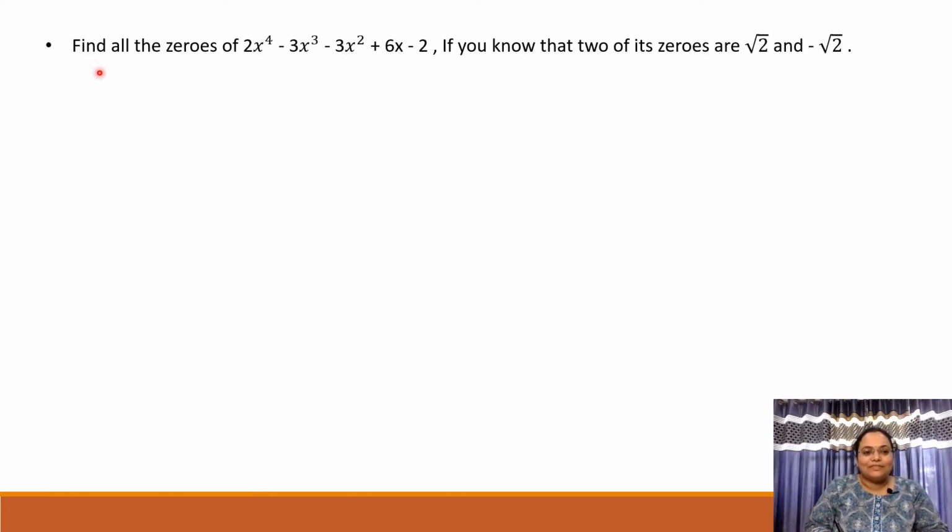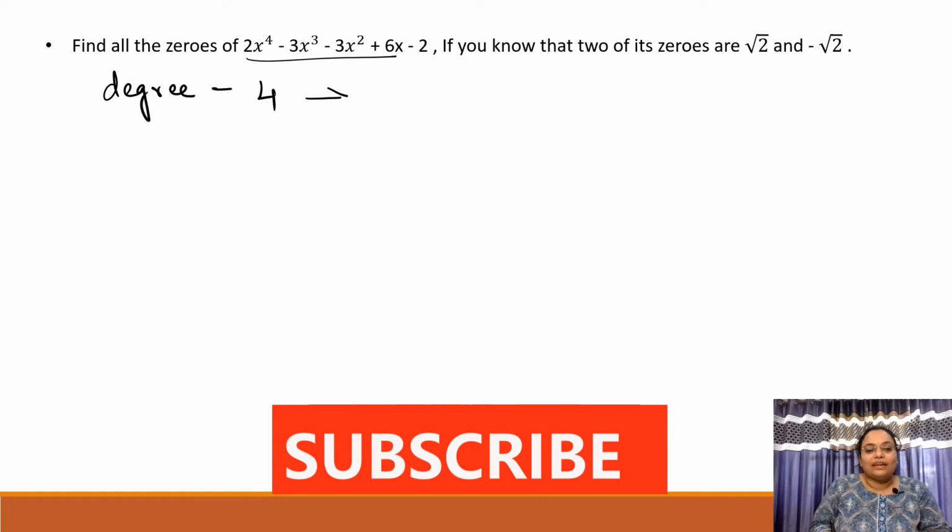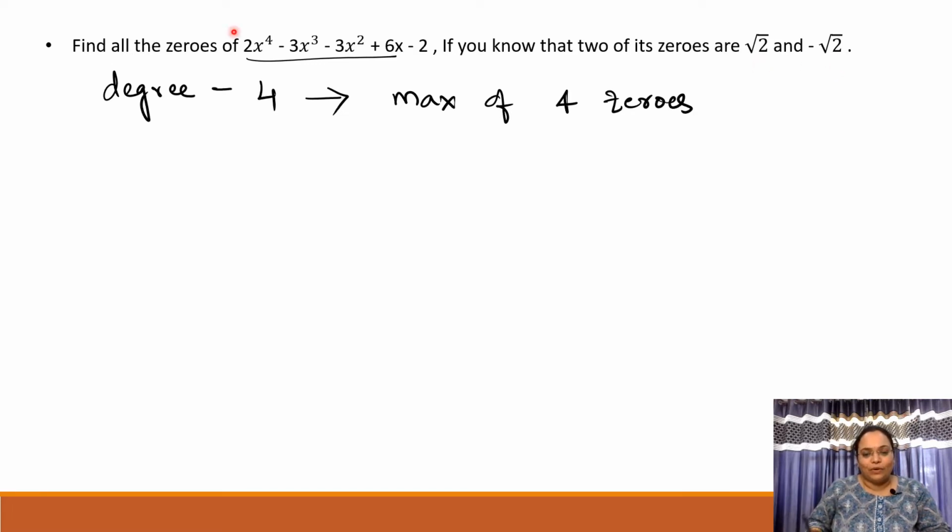The next example is we need to find all the zeros of the given polynomial if we know that two zeros are root 2 and minus root 2. So if you see this polynomial, what is the degree of this polynomial? The degree is 4. So if the degree is 4, how many zeros does this polynomial have? It will have a maximum of 4 zeros, right? But they have already given 2 zeros, that is root 2 and minus root 2. Now let me take root 2 as alpha and minus root 2 as beta.